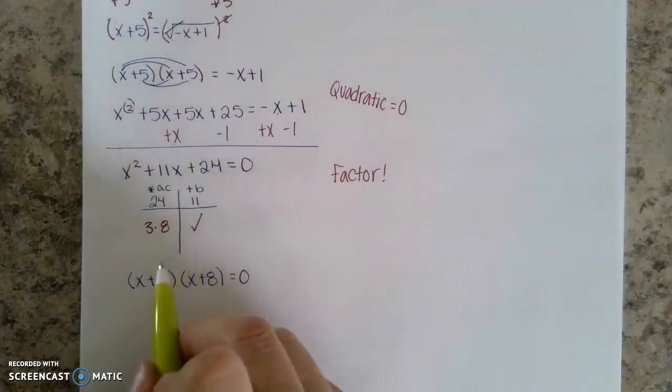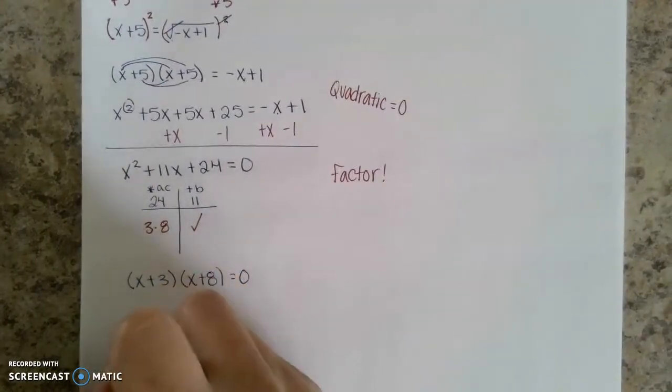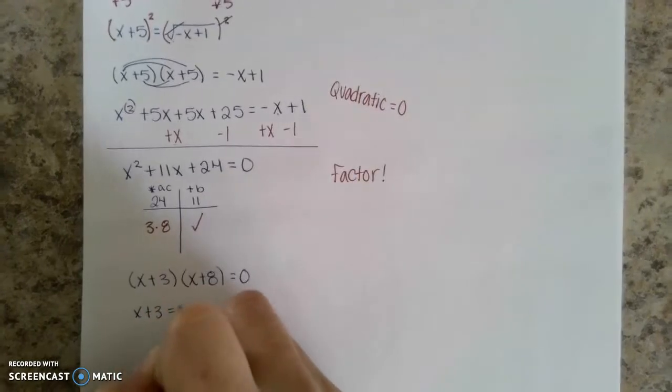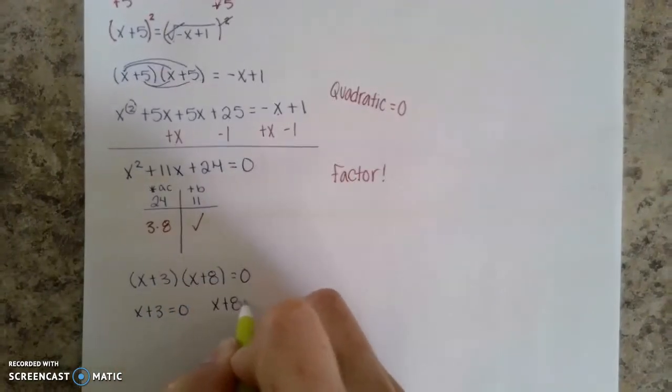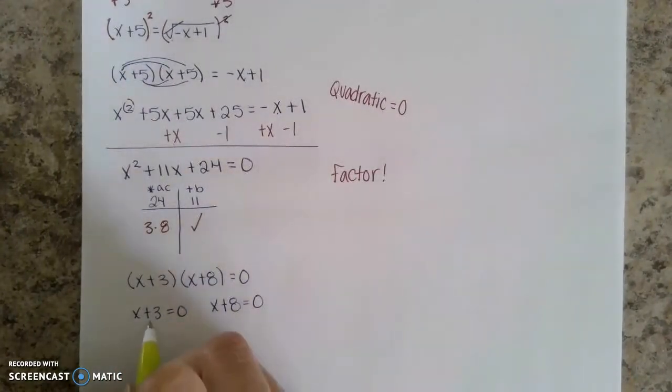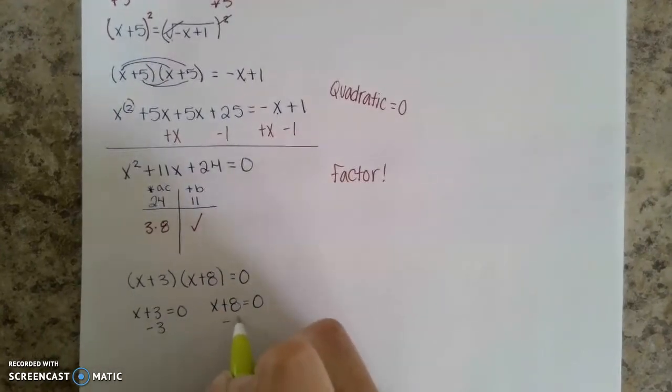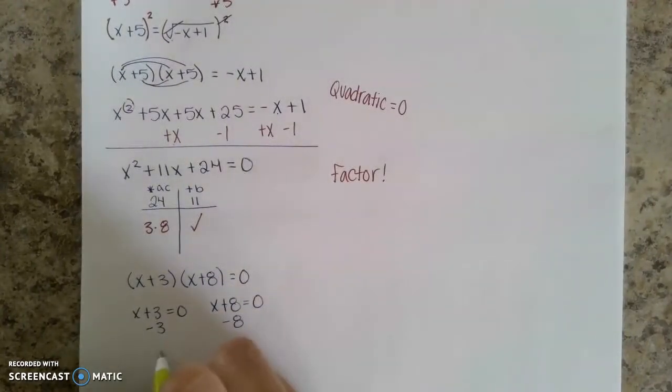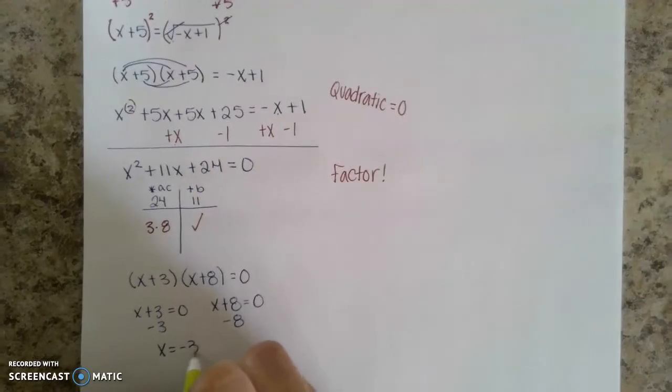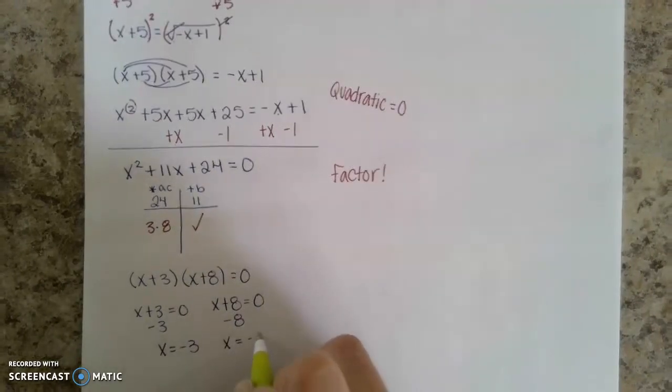So to solve and get x by itself here, I'm going to go ahead and take each factor, set it equal to 0, and then solve, which most of you guys do this part in your head. We just automatically flip it. So I get x equals negative 3 and x equals negative 8.